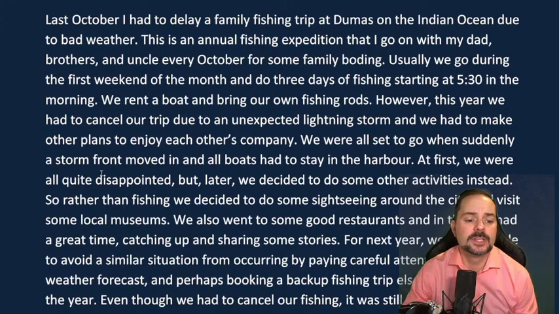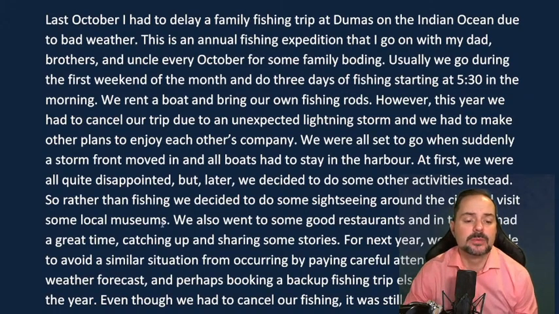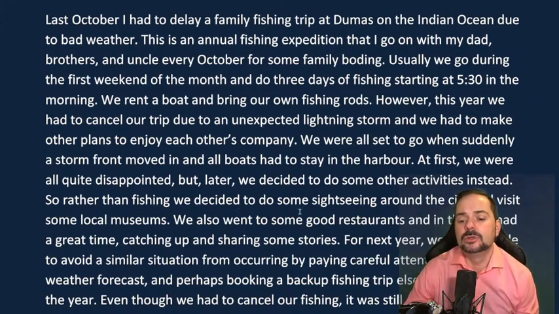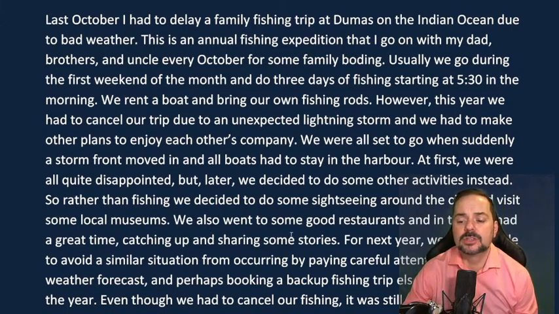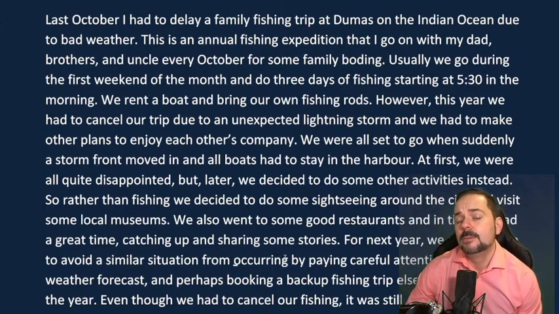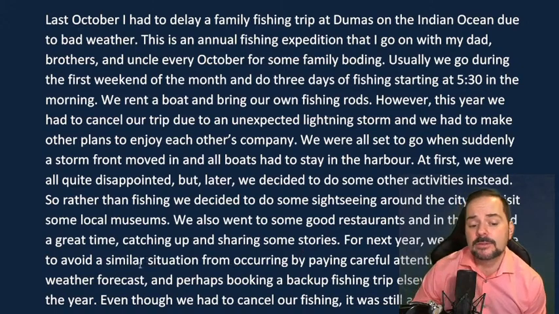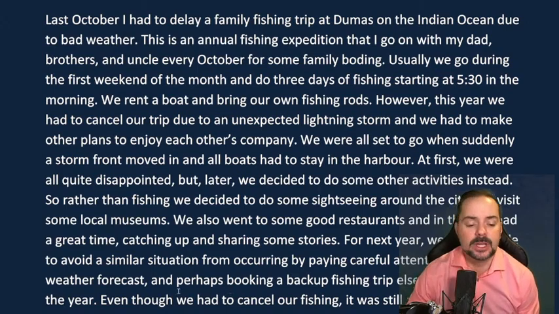We were all set to go when suddenly a storm front moved in and all boats had to stay in the harbor. At first, we were all quite disappointed, but later we decided to do some other activities instead. So rather than fishing, we decided to do some sightseeing around the city and visit some local museums. We also went to some good restaurants and in the end had a great time catching up and sharing some stories. For the next year, we may be able to avoid a similar situation from occurring by paying more careful attention to the weather forecast and perhaps booking a backup fishing trip somewhere else later in the year.